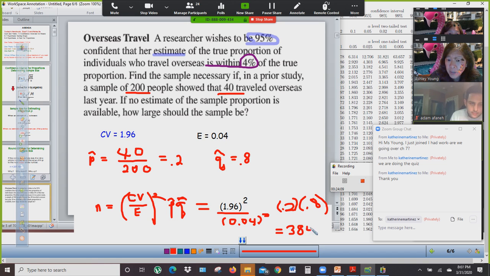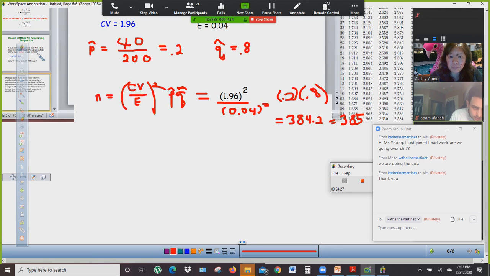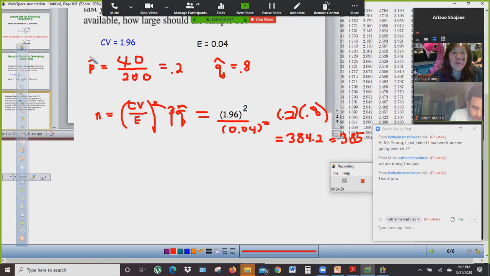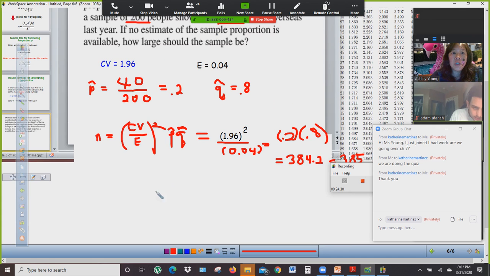Okay. So what did you guys get for this one? Anybody? 385. Great. So you end up with 384.2 or something like that. And again, you can't have 0.2 per person, so you have to round that up to 385.